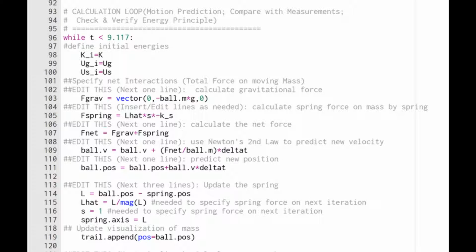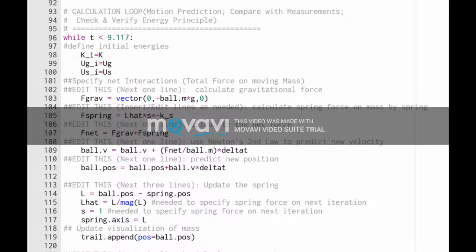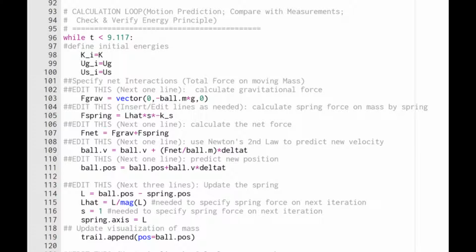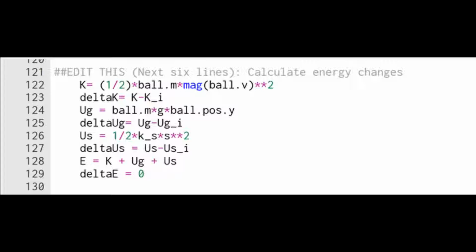Next, students used a calculation loop to predict the motion of the spring. After the initial energies were defined, the forces were found. The force of gravity was defined as negative g times the mass, and the spring force was defined as L hat times S times negative k. Next, net force was found to be the sum of these two forces. Finally, Newton's second law was used to predict the new velocity and position of the ball.